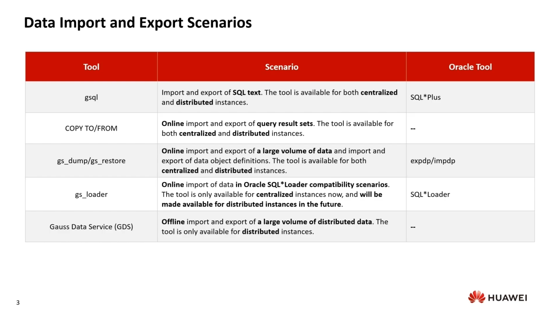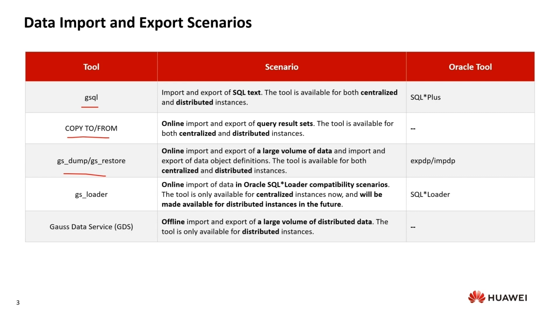At first, gsql is used to import and export SQL statements and SQL text statements, and is available for both centralized and distributed instances of GaussDB. And COPY TO and COPY FROM is a syntax in GaussDB used to import and export query result sets. It's available for both centralized and distributed instances of GaussDB.